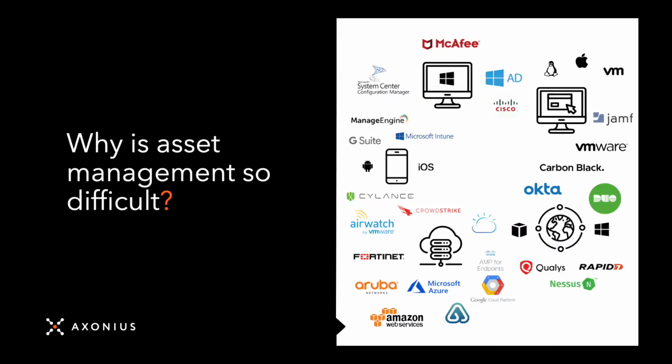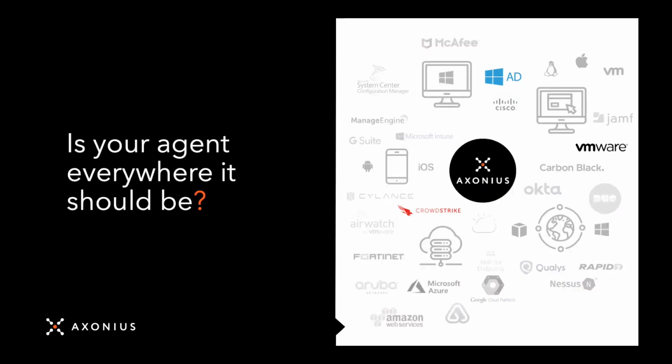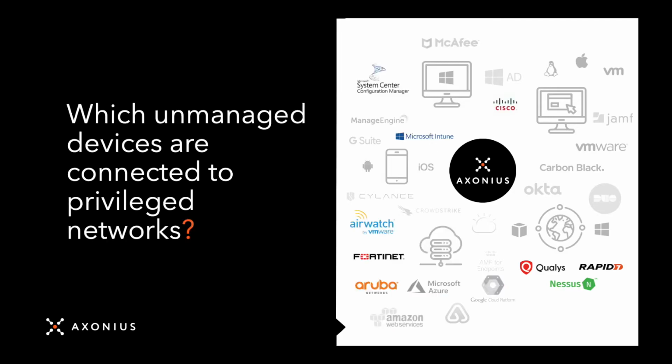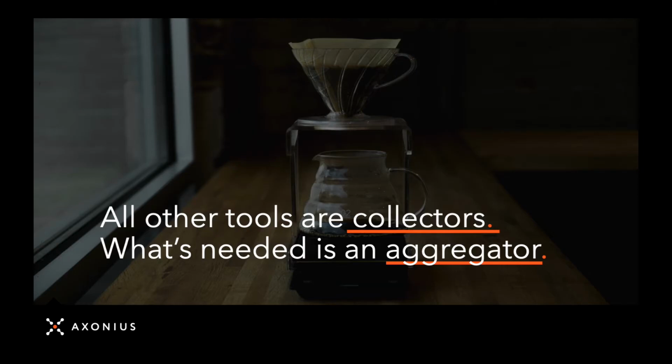Why is asset management so difficult today? Simply put, there are so many solutions in an environment that know about assets, but they are siloed. They don't talk to each other, and it makes it really difficult to answer basic questions like, is your agent installed on all of your devices? Are all of your cloud instances covered and protected? And which unmanaged devices are connected to privileged networks? Normally you have to go to multiple sources and correlate that information just to possibly answer that question.